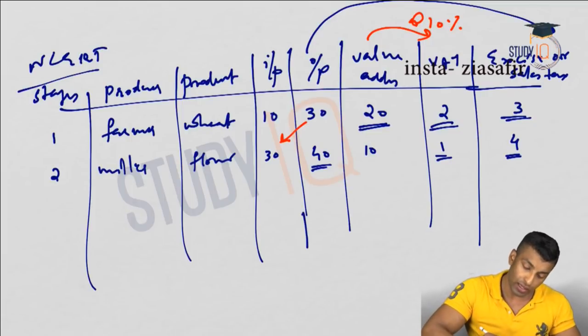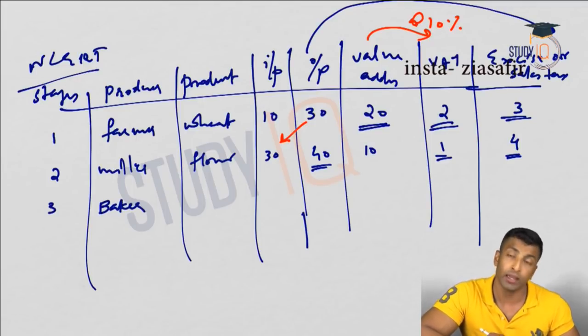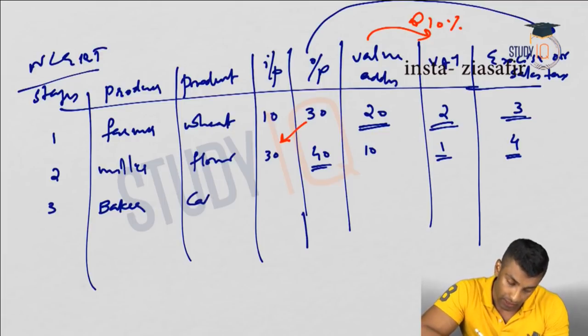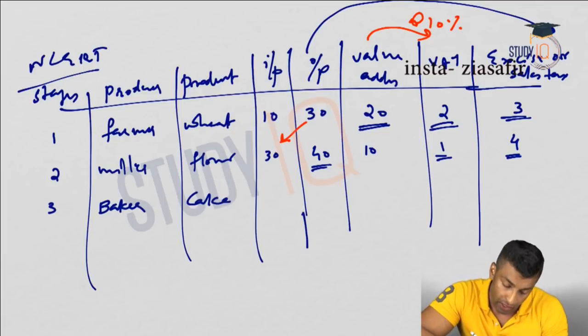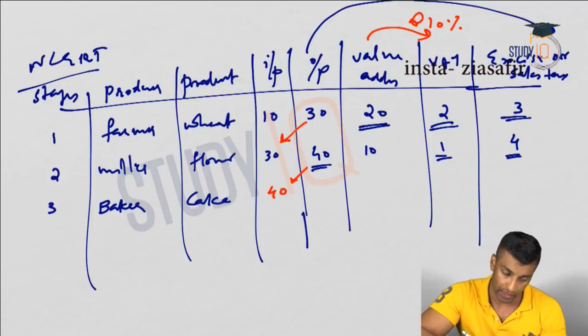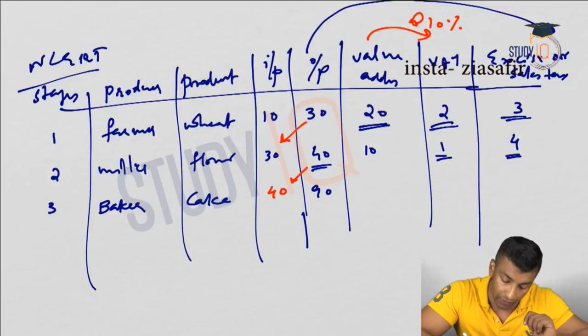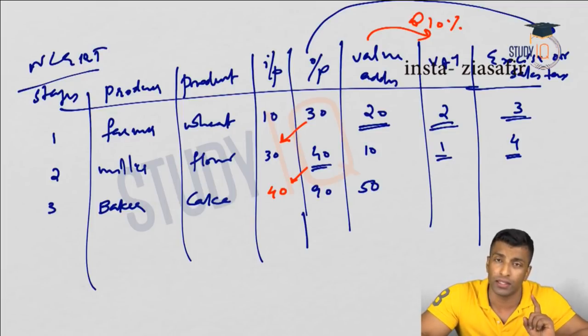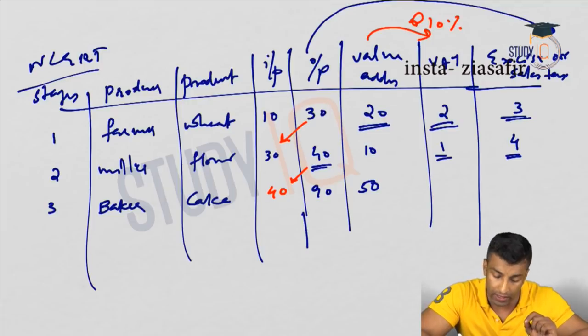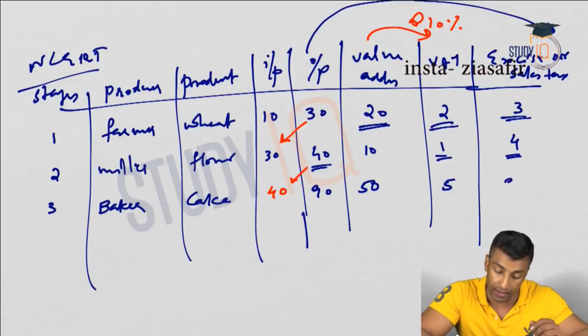Now this flour is given to a baker who's making a cake. So the product for him is cake. Now what is the input here? You can see this flour is the input, so input cost is 40. Now what is the cost of output or the cake? Let's say it is 90 rupee. So what is the value addition? 90 minus 40, 50 is the value addition. So if you consider VAT here, that is on value addition, 10%, that will be 5. But if you consider excise, it will be 10% of 90, that is 9.